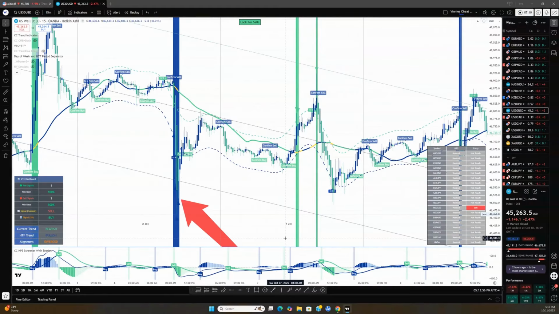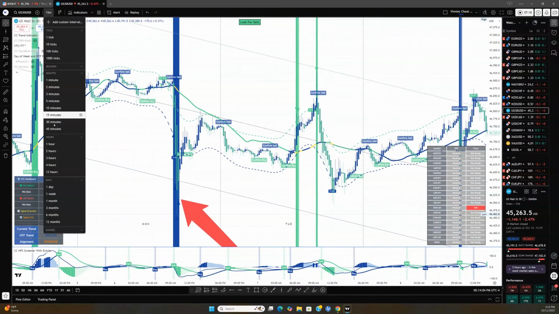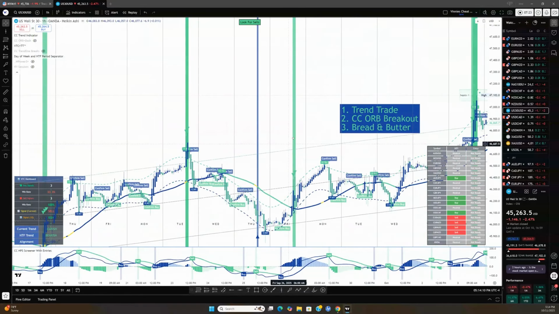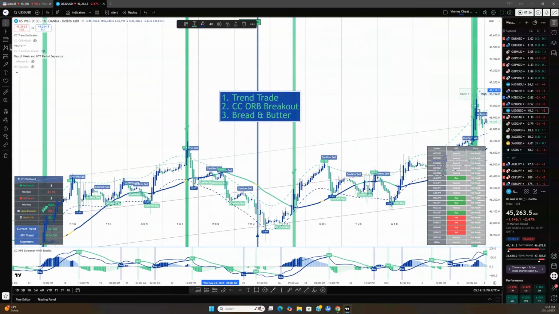Okay, so that is an example of the three scalping strategies that we have. That's what you should look for. So the order of priority should always be to look for what? The trend trade first, right? Look for the trend trade. Okay, after you find the trend trade, and if you can't catch the trend trade, then look for a CCORB. Okay, if you can't catch the CCORB, look for a bread and butter, which is a counter trend trade. Okay, that should be your order of priority.